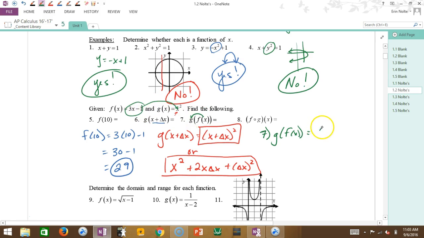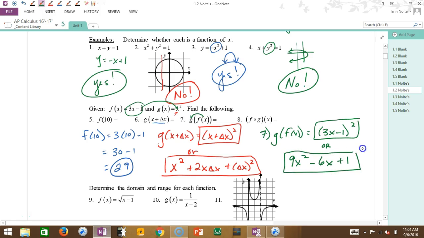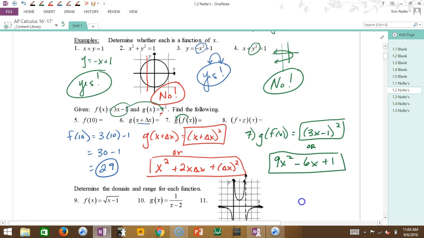so it's going to be 3x minus 1 squared. Again, I can leave it in factored form, or if I'm feeling like doing some more work, I could FOIL that out and get, let's see, 9x squared minus 6x plus 1 if you use that factoring model. So either way, we could FOIL it.